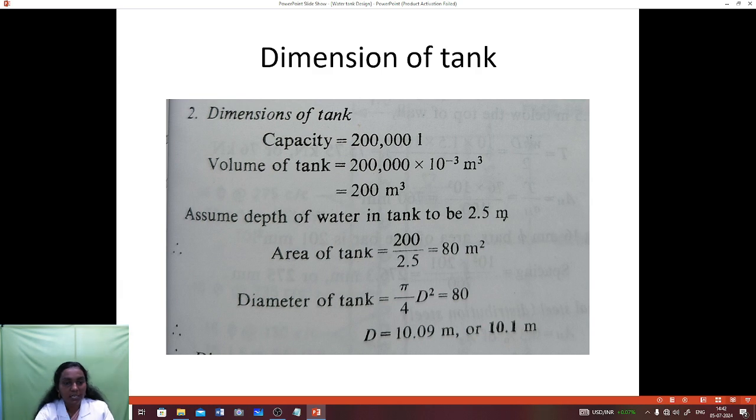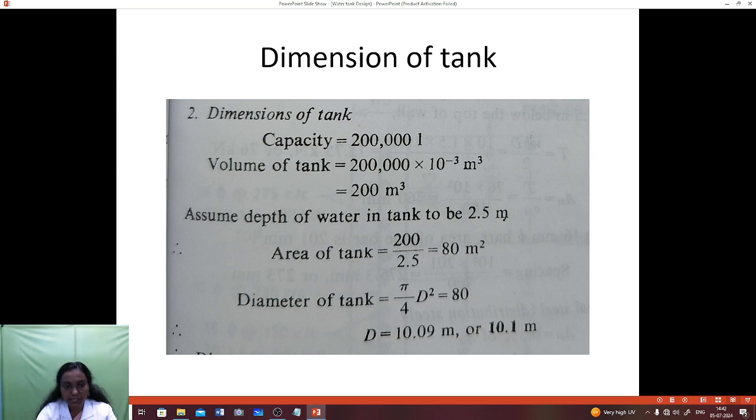Okay. First, dimension of the tank. The capacity of the tank is given. It is 2 lakhs. How to calculate the volume of the tank? The capacity in liters is converted into meter cube, multiplying by 10 to the power minus 3. So the volume is 200 meter cube.